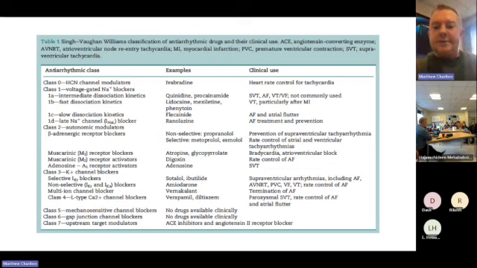Okay. So yeah, all class 1 drugs are sodium channel blockers. Yeah, exactly. And they're all classed slightly differently depending on which bit of the potential they work on. Okay, and then they have slightly different uses depending on that.